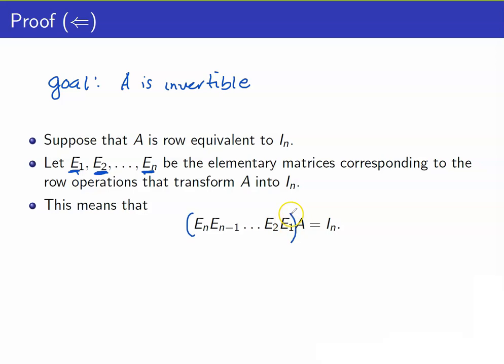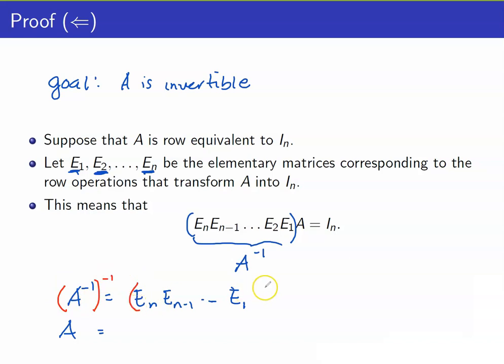If I group these matrices, En times En minus 1 and so on up to E1 times A, that would give us the identity matrix. Therefore, this is now your A inverse. As you can see, A inverse is the product of E1, E2 up to En. So from here, we can see that the inverse of A can be written as a product of elementary matrices. Let me write it here. If A inverse is En, En minus 1 up to E1, what is now A? A is the inverse of its inverse.